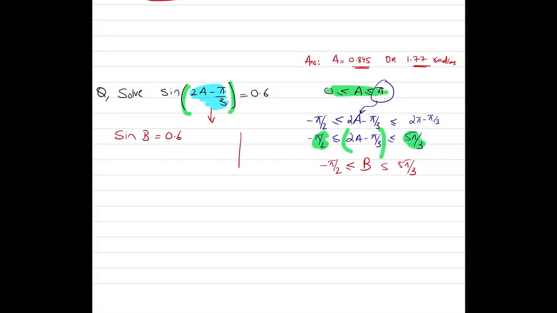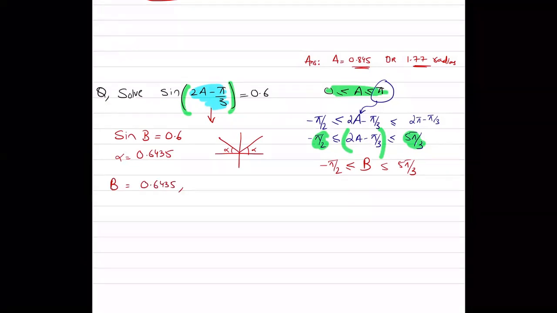I'm going to hunt for the basic angle first. So sine theta is positive in the first and the second quadrant. The basic angle is going to be sine inverse of 0.6, that is 0.6435 radians. So the first value of b is going to be 0.6435, and the next value is going to be pi minus 0.6435, that is 2.498. Is that okay? So these are the two angles.